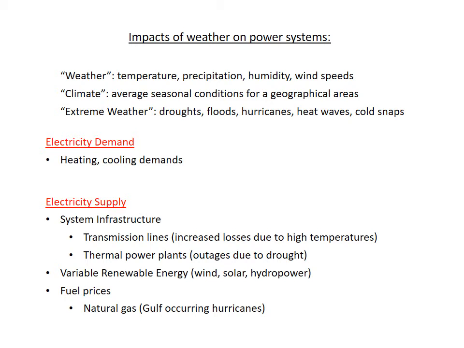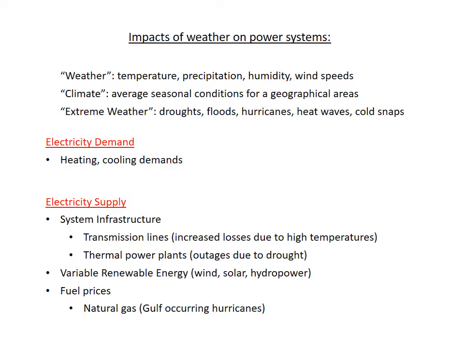So here's the scope of weather and climate impacts on power systems. First, some terminology. Weather really refers to daily temperatures, precipitation, humidity, wind speeds. Climate is referring to the average seasonal conditions for a geographical area. By extreme weather, we're talking about statistically rare weather events. So not necessarily anomalies, although that can occur, but really high temperatures or really low temperatures or a lot of precipitation or no precipitation, right? So droughts, floods, heat waves, cold snaps, and in some cases hurricanes.